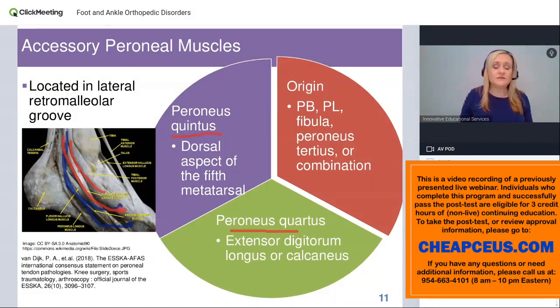They're estimating that somewhere between 18 and 34% of individuals have that peroneus quintus, and then somewhere between 10 and 20% of individuals do have that peroneus quartus. So that might account for some of what we're seeing. And then those individuals might need surgical management if our conservative measures are not successful.